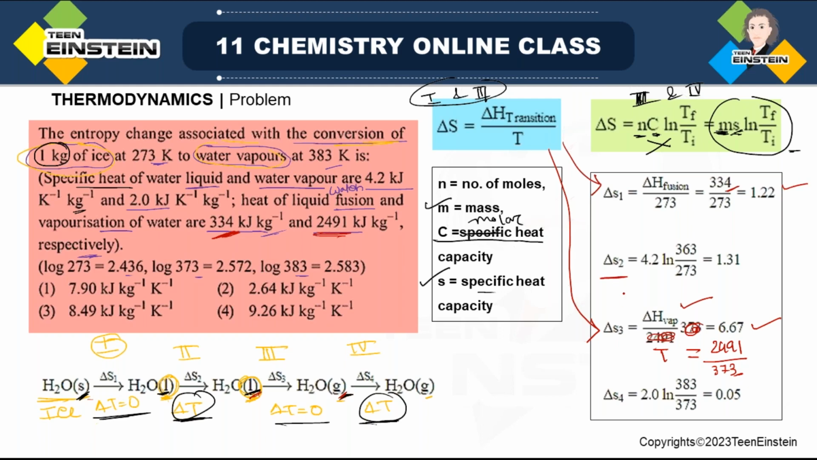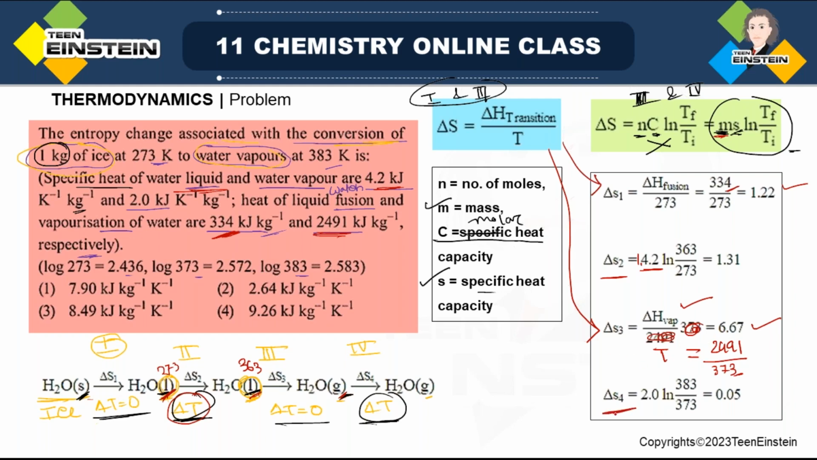Now come to del S2. In del S2 you are just changing the temperature, and you have to write 1 kg. So 1, it is not written, basically it is 1. 4.2, which is specific heat of water in liquid condition. So it is liquid, so 4.2 ln, final temperature 363, and this is 273.